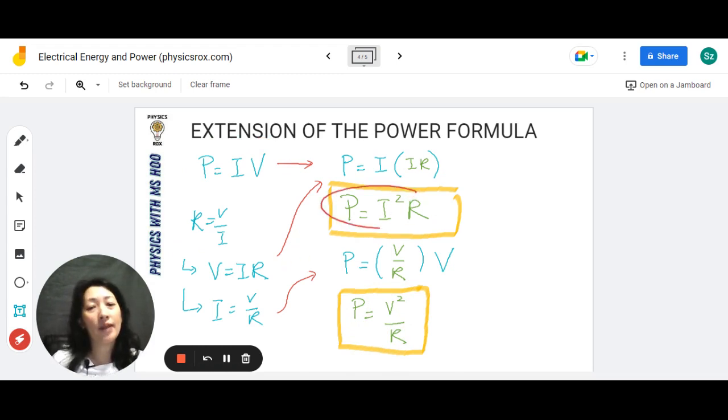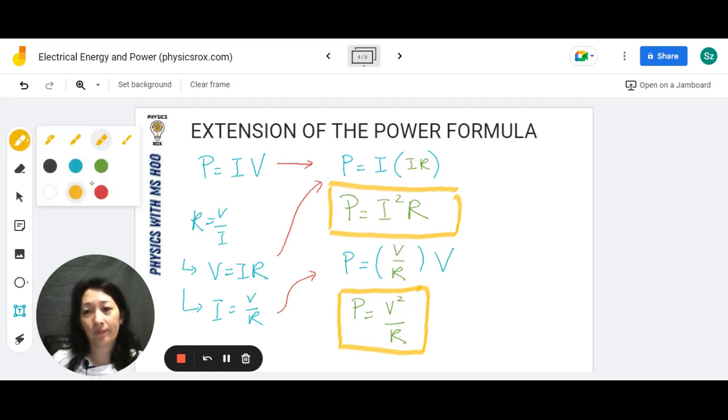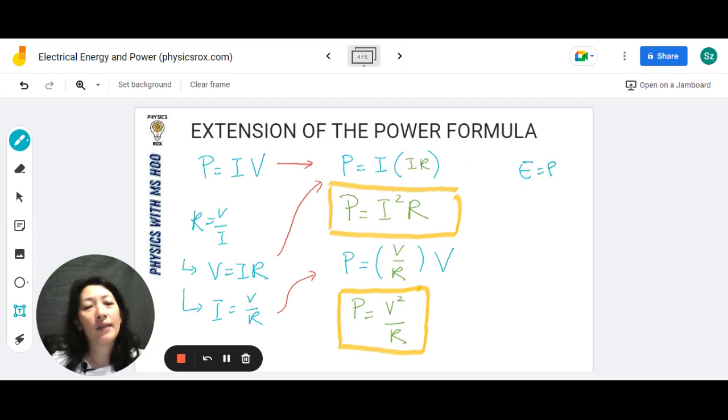Also remember that you can combine this with the E equals PT formula. Let me write that over here. You can also combine it with the E equals PT formula, which means you can also substitute this inside here or this inside here. So I'm not going to write that all here because this is going to be really confusing for you. Yeah, but just be aware of this formula.